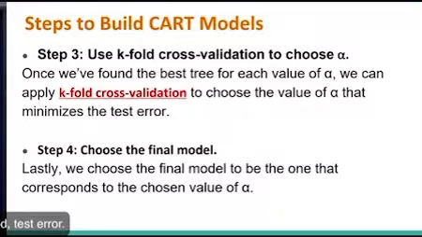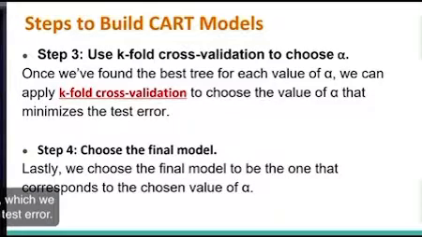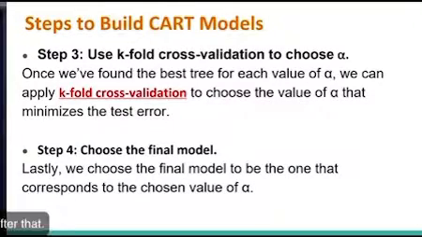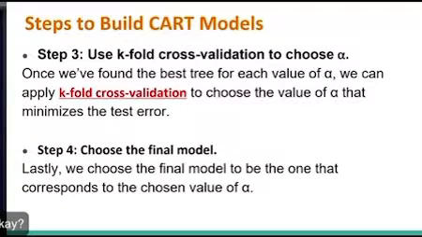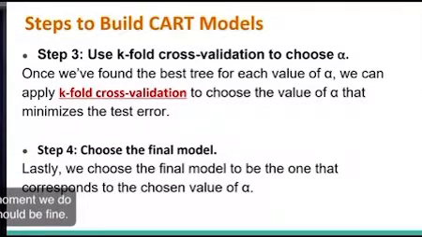Oh my God, test error. What do I mean by that? It means right now I'm on the test data. Okay? So that is what we call the test error. And after that, we're going to choose the final model. We choose the final model to be the one that corresponds to the chosen value of alpha. What chosen value of alpha? The chosen value of alpha that corresponds to the lowest test error. Any question? Okay. Now, the moment we do that, we should be fine.